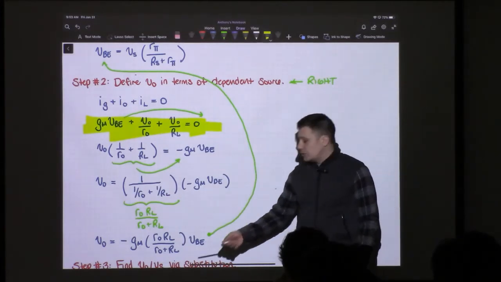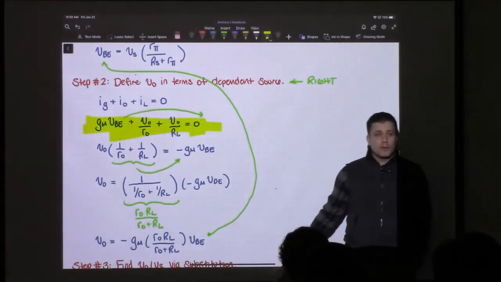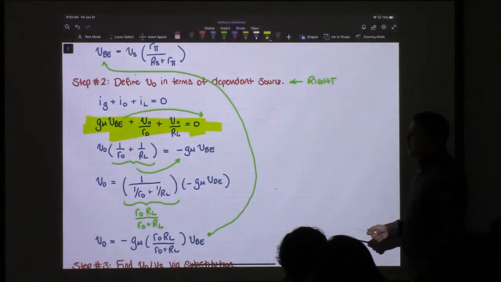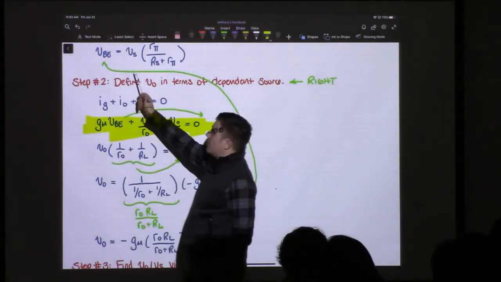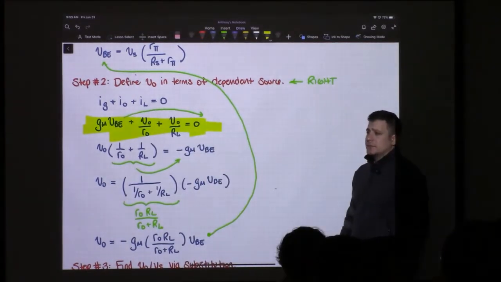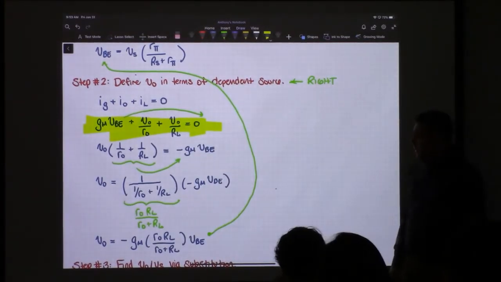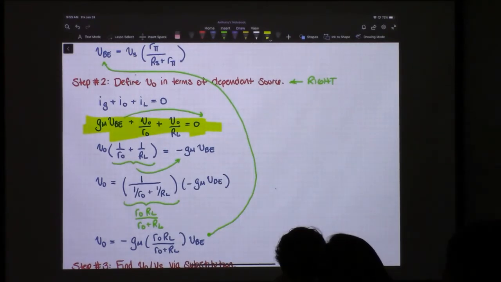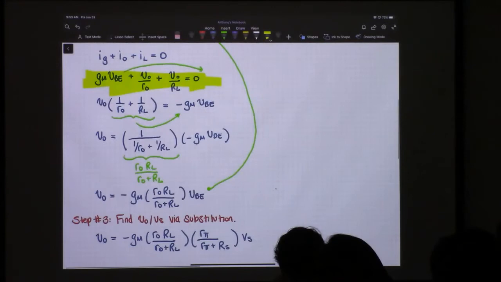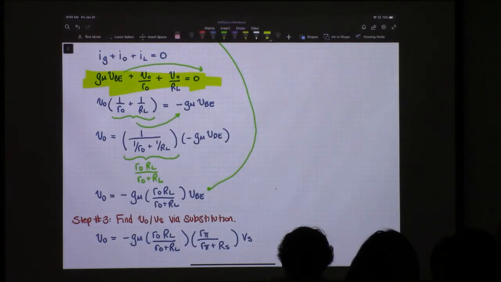Now, if we want to find the value for the entire circuit, so the ratio between V out and VS, we take this value of VBE up here, and we plug it in down at the bottom. And so what that gives us is this final answer down here.